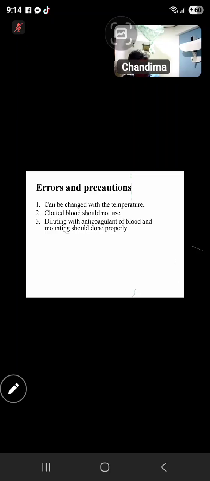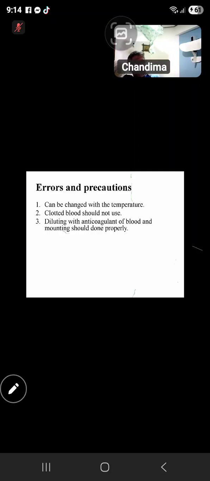That is one. If you use clotted blood, the test is not going to happen correctly. Here and there we can see the plasma column, and it is going to give a false result. Diluting with anticoagulant blood and mounting should be done properly. The dilution should be 1:4 with 3.2% trisodium citrate in the Westergren method, but not in the Wintrobe method, right?